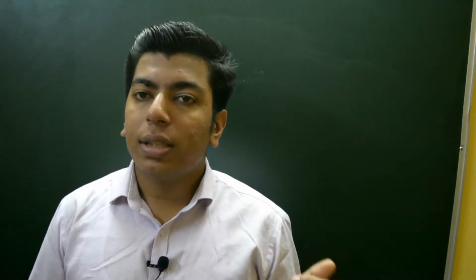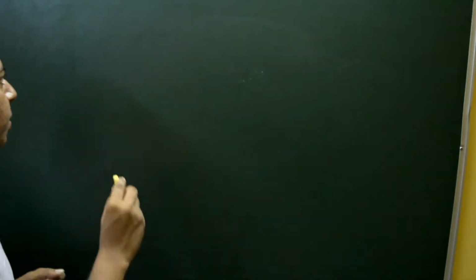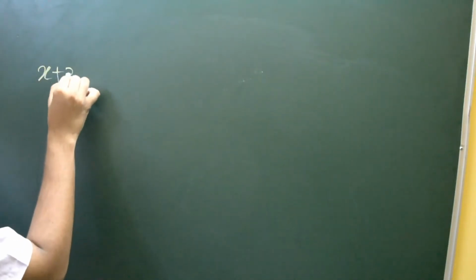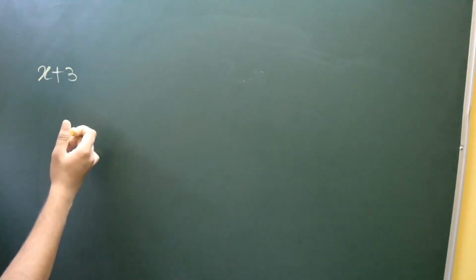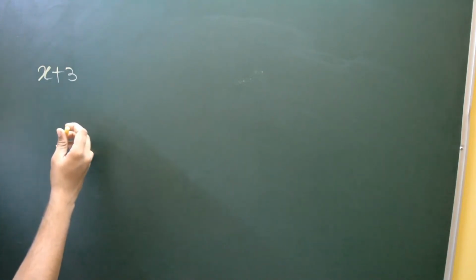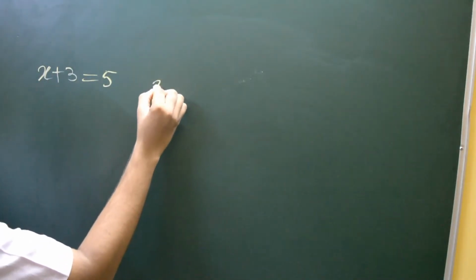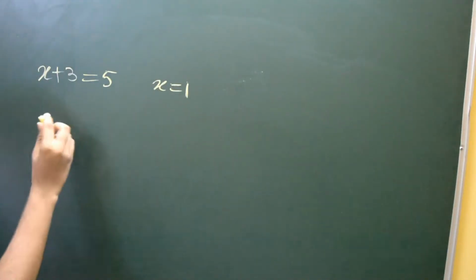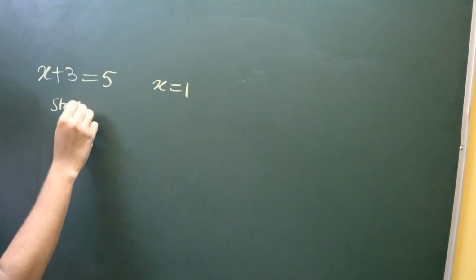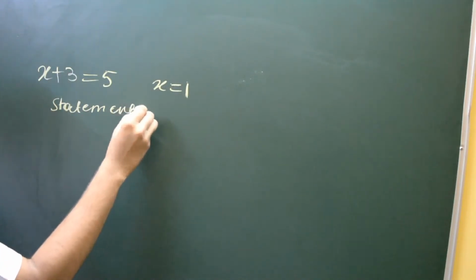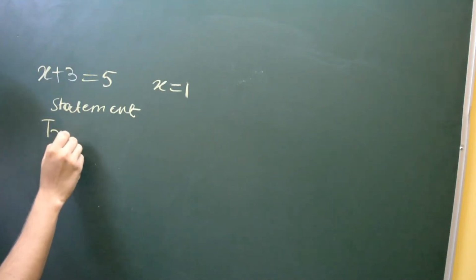For example, "Sun is a planet." This is a statement which has a truth value. I think it is false, because the sun is not a planet. A statement can also be like this: x plus 3 is equal to 5, and given x is equal to 1. This is also a statement which has a truth value.